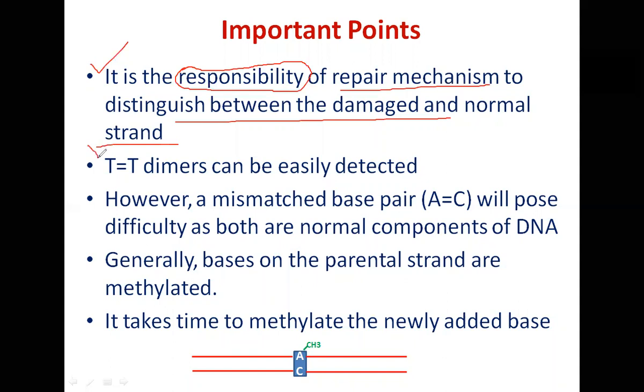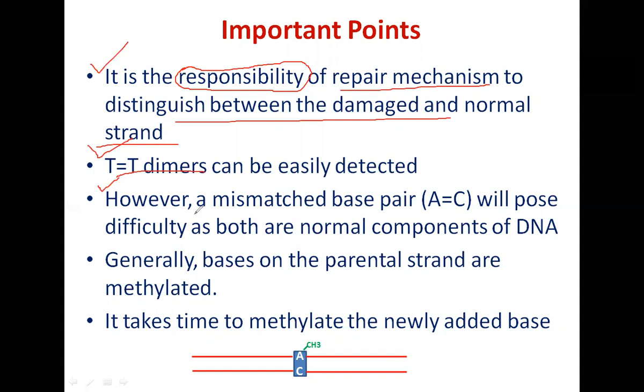As far as thymine dimers are concerned, the distinction is relatively easy, because these dimers cause formation of a slight bulge. So it becomes easy for the concerned repair mechanism to distinguish between the two strands. So wherever there is a bulge, that particular strand is the one which has been damaged. But there are other instances, there are other cases.